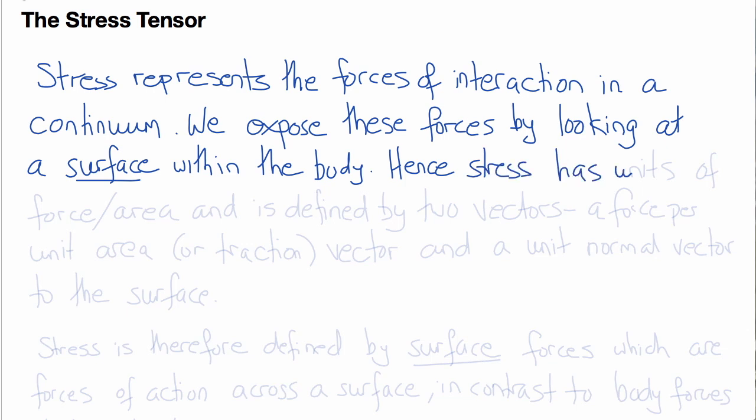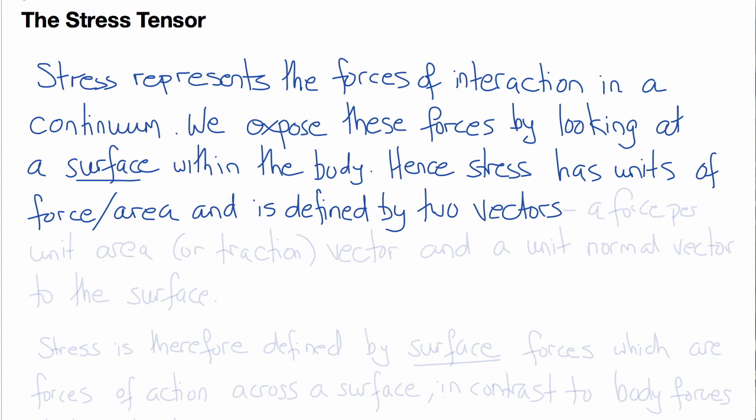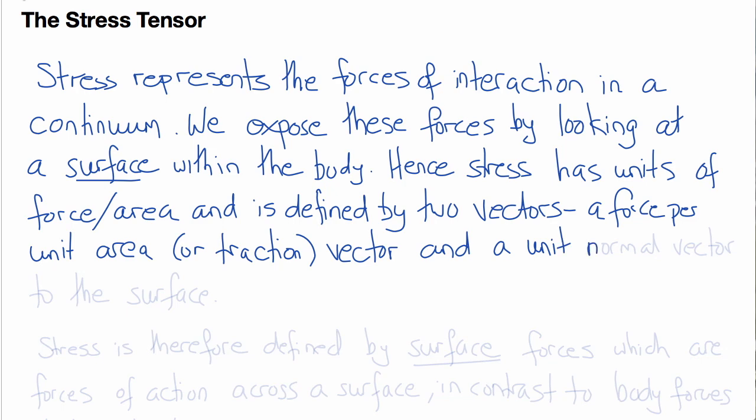So because of this, stress has units of force per unit area, and being a tensor, a rank 2 tensor, it's defined by two vectors. One of them is that force per unit area vector, or traction vector, and the other is the unit normal vector to the surface that defines the orientation of the surface at that point.